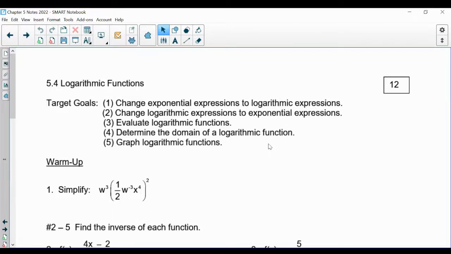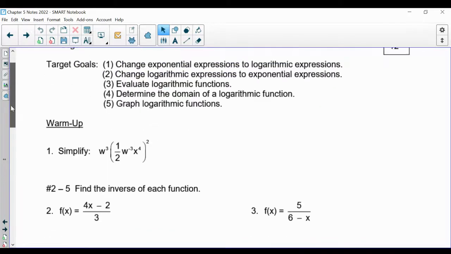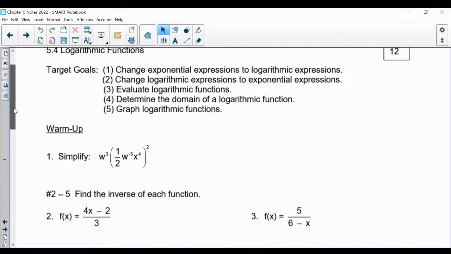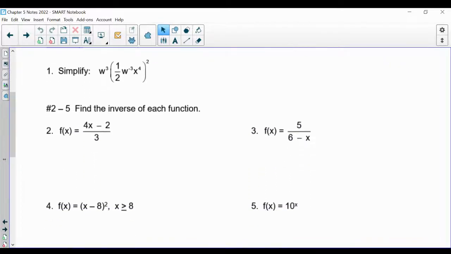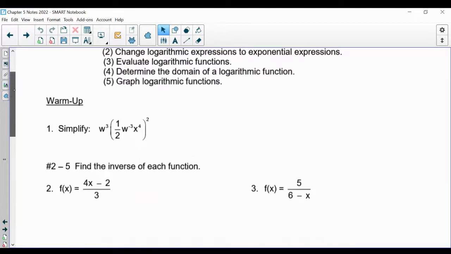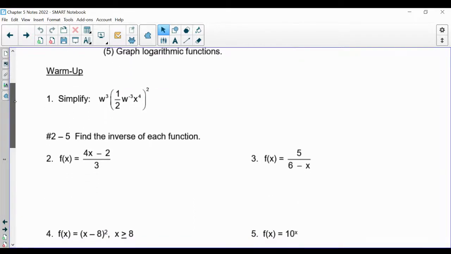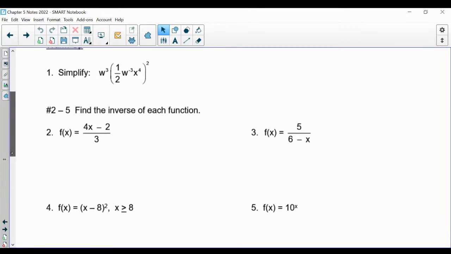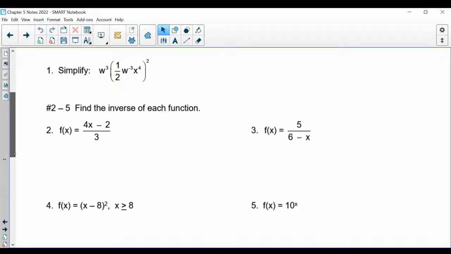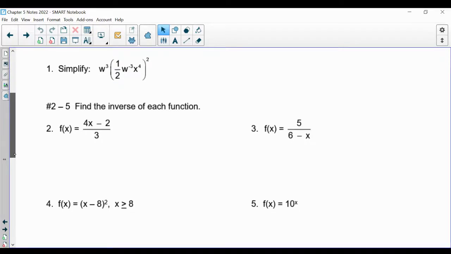And today we are starting logs. What I want you guys to do first is actually this first page on page 12 here of the notes. Pretty much everything on here you can try on your own. It is all review from our last test with exponentials and inverses. So go ahead and try this out, pause the video, and then come back as you finish up.